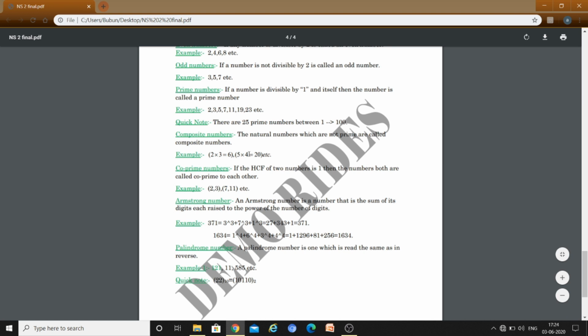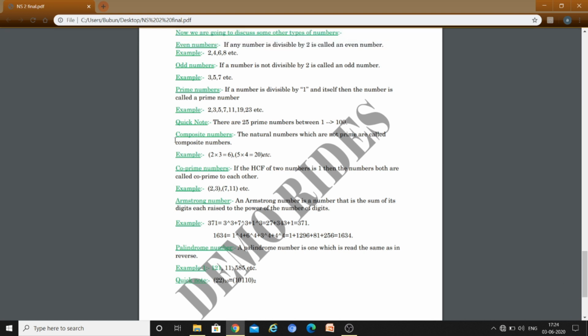Now, composite numbers. The natural numbers which are not prime are called composite numbers. Means the composite numbers have more than two factors, which are 1 and itself, and other factors in it. Like here 2 and 3 are the two factors of 6. And we know that 6 is divisible by 1 and 6 also, and 2 and 3 also. So if the number is divisible by 1 and itself and other factors, then we can say that the number is a composite number.